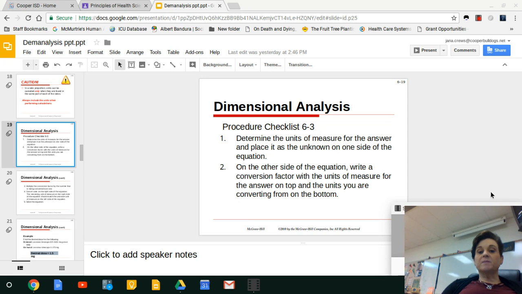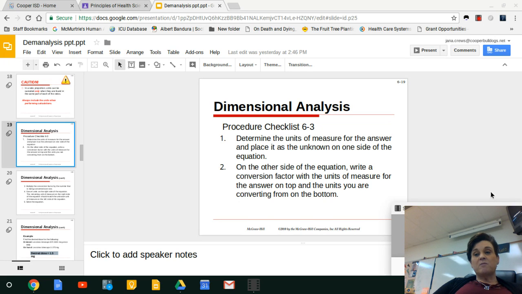Now today we're going to talk about dimensional analysis, which is what we'll use to do dose calculations for medical math problems. I'm going to explain it. There are just a few more slides on this PowerPoint that we'll go over, and then I will actually work some problems on the overhead and talk you through those problems.